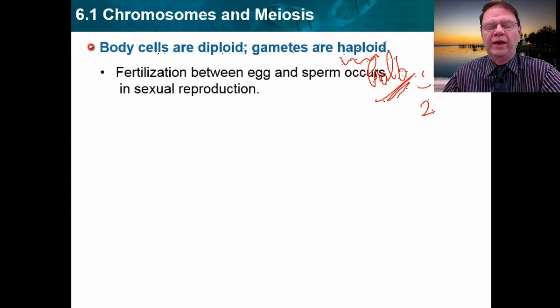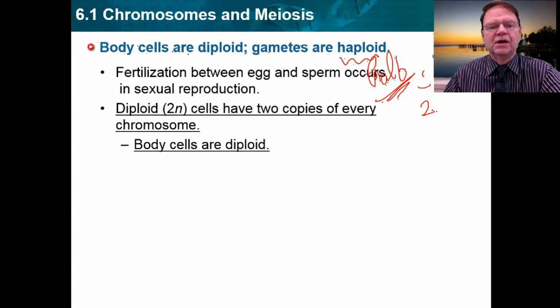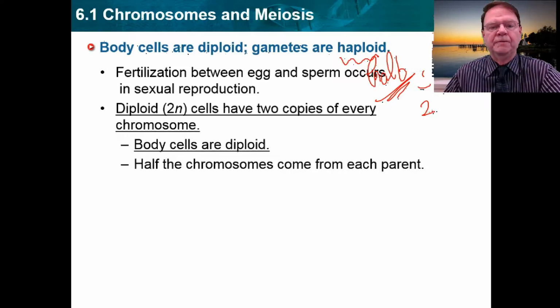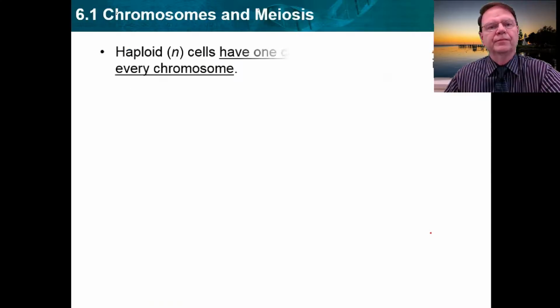When fertilization occurs between the sperm and the egg in sexual reproduction, there's going to be a joining together of those gametes. Diploid cells have 2 copies of every chromosome, and that's true of all your body cells. So they are diploid. Half the chromosomes that you find in each of your cells come from each parent. Okay? So body cells here are diploid, and we use this reference 2N.